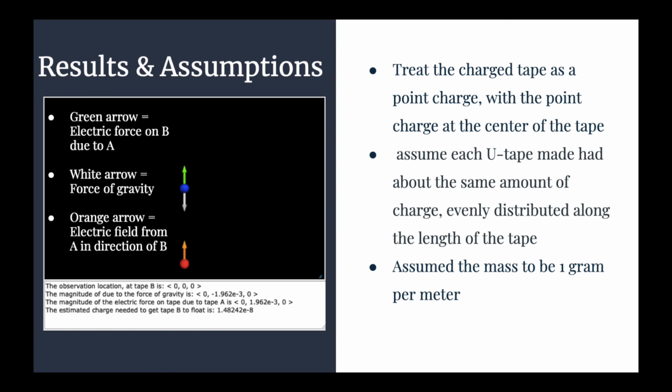When making these calculations, we had to make some basic assumptions, including treating the tape like a point charge located at the center of the tape. I also assumed that each of the U-tapes created had the same charge distributed evenly along the tape. Lastly, I also assumed that the mass of the tape is equivalent to 1 gram per meter. Using these assumptions and physics concepts, I was able to use the U-tape and find the excess charge on the U-tape that I created.